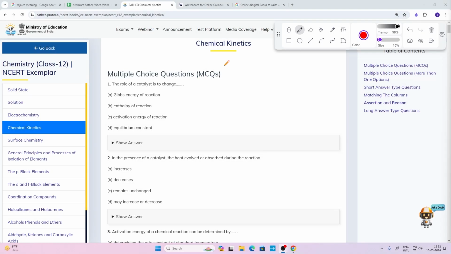So today we will do the NCERT Exemplar questions of Chemical Kinetics. The first question is of the type MCQ. We have to choose one correct option. It says that the role of a catalyst is to change what?